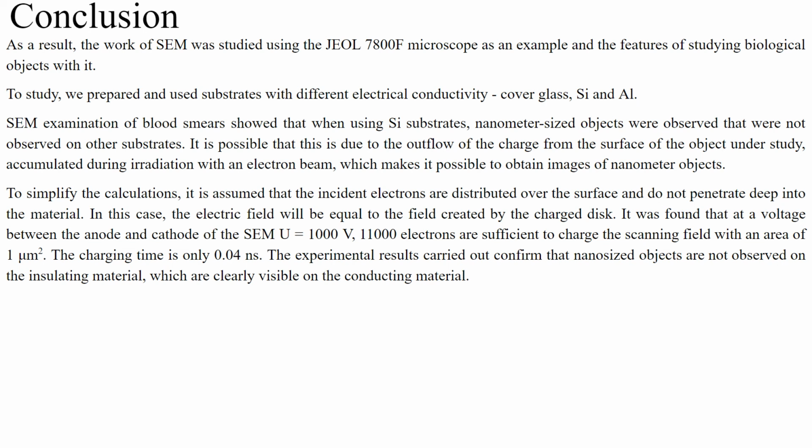The experimental results confirm that nano-sized objects are not observed on the insulating material, which are clearly visible on the conducting material.